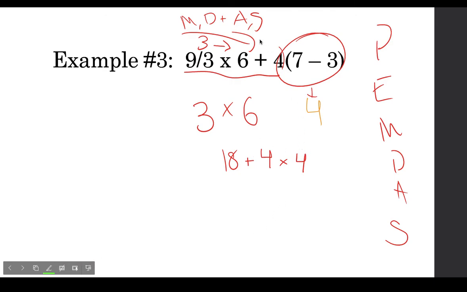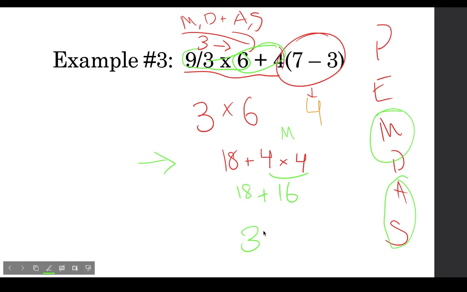Okay, 18 plus 4 times 4. Let's solve. So we're going left to right. So left to right would be 4 times 4 for multiplication. And I understand you may think that you need to do 18 plus 4, but multiplication and division is first, before addition and subtraction. So parentheses is before exponents, exponents before multiplication and division, multiplication and division before addition and subtraction. So let's do that. 4 times 4 is 16 plus 18. Our answer is going to be 34.